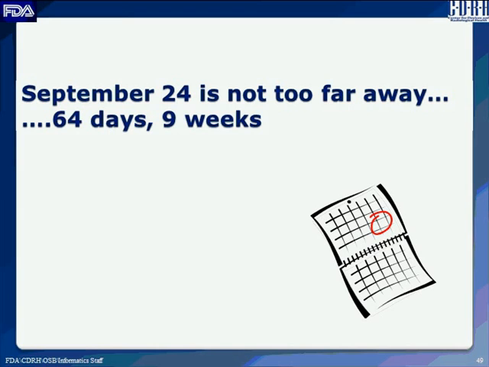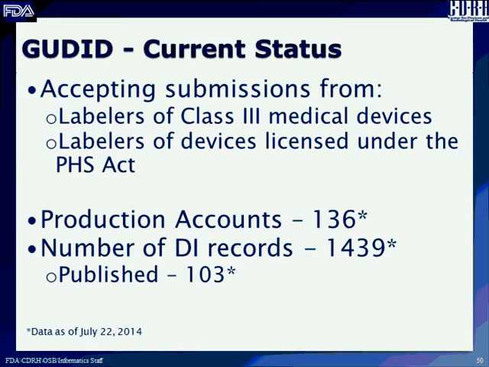And the current status is we are only accepting submissions from Class 3 medical device labelers and labelers of devices licensed under the PHS Act. We have 136 production accounts in GUDID, and as of yesterday, we have 103 records that are published and close to 1,400 records in the overall total number of records.